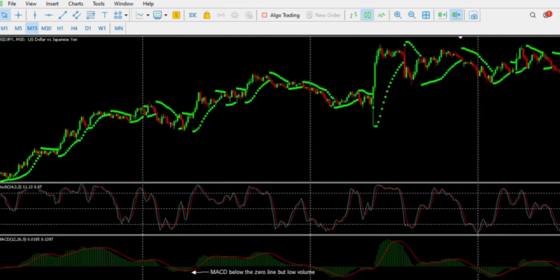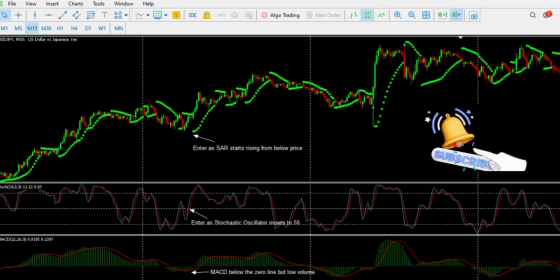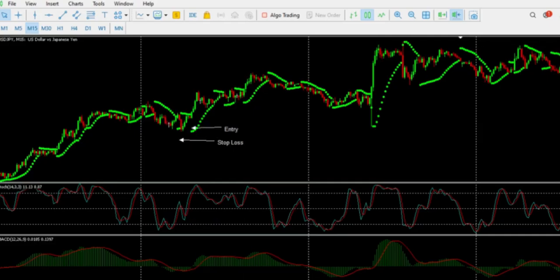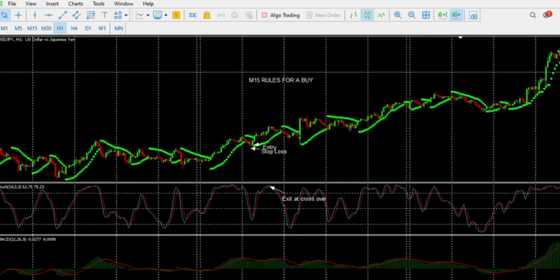Then we move over to the M15 time frame. We ensure that the MACD is below the zero line but showing low volume. We enter the trade as the stochastic oscillator moves to the 50 level, which must coincide with the Parabolic SAR starting to rise from below price. We place our stop loss below the low of the last candle. We exit the market at the crossover of the stochastic oscillator at the other extreme on the H1 time frame.